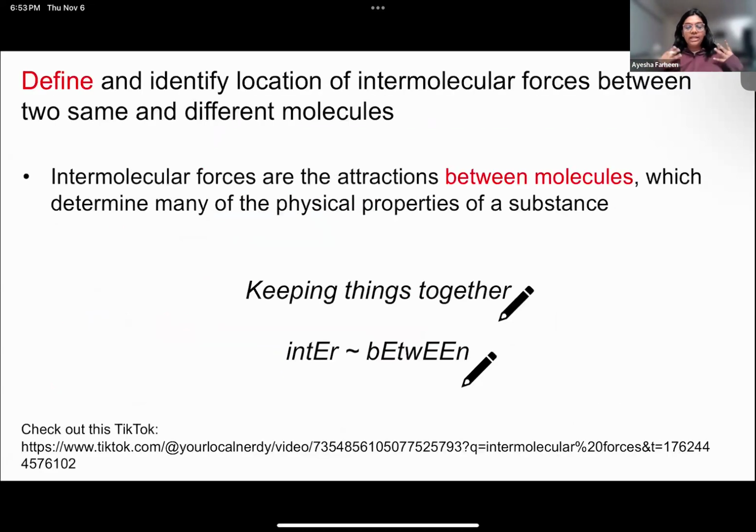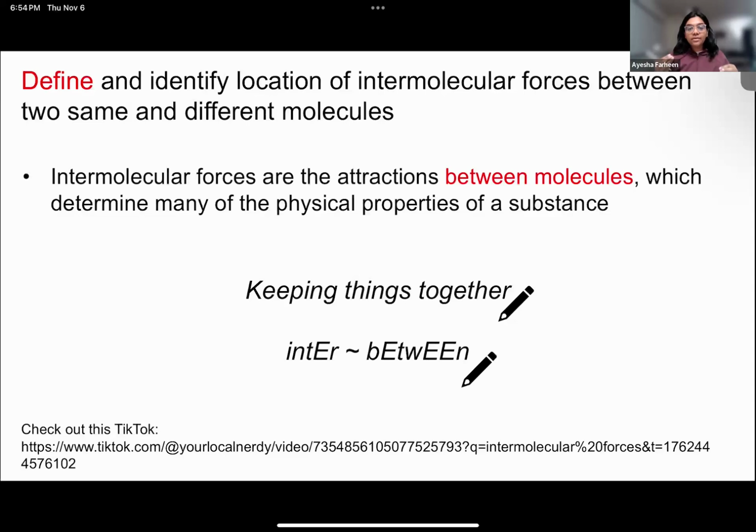Okay, so let's define intermolecular forces first. Intermolecular forces are attractions between molecules. They keep things together. By things, I mean molecules or atoms, etc. And they determine the physical properties of a substance. So if I came to you and asked, can you define intermolecular forces for me? Some things that you could probably say is how things are kept together.